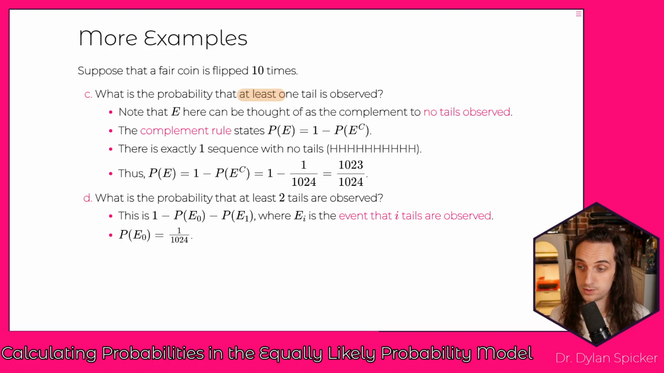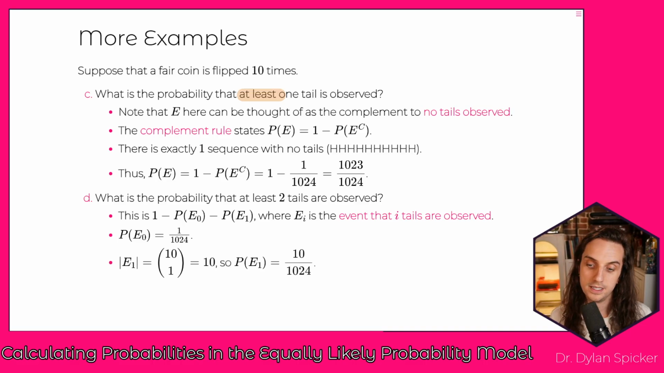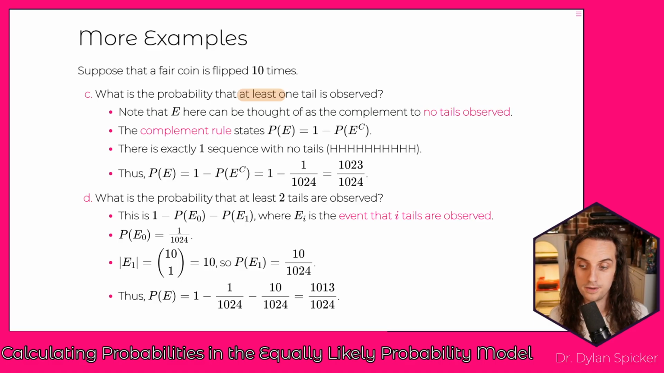So the probability of E0 was 1 out of 1024. For the size of E1, we need to select one place for a tail to go. So that's 10 choose 1 ways that that can happen. So the probability of E1 is 10 out of 1024. And so the probability of E is 1 minus 1 out of 1024 minus 10 out of 1024, which is 1013 out of 1024. And so if we have the probability of observing at least 2 tails, then we can do the same thing here. Okay, so "at least" is still a giveaway that maybe the complement is going to be useful for us.